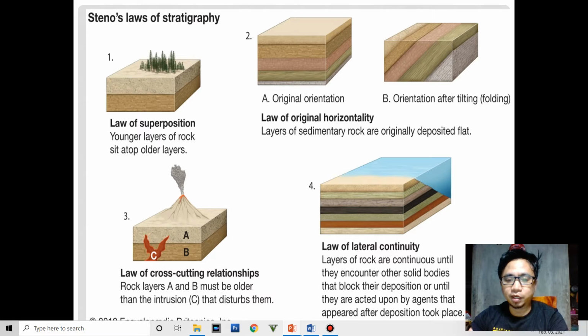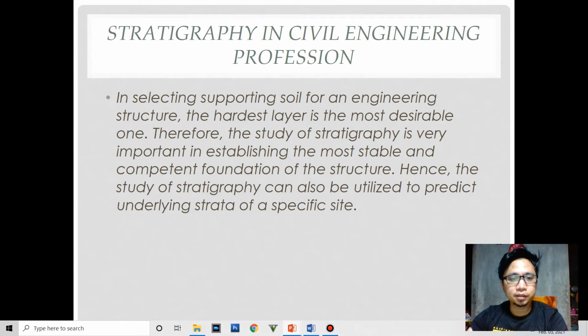So the fourth one, we have the law of lateral continuity. It simply says that layers of rock are continuous until they encounter other solid boundaries that block their deposition, or until they are acted upon by agents that appeared after deposition took place. So some intervention along the development of these layers, like erosion and deposition, geological agents, are the intervening factors that tend to block. Therefore there will be a breakage in the continuity, or lateral continuity, of the rock layers.